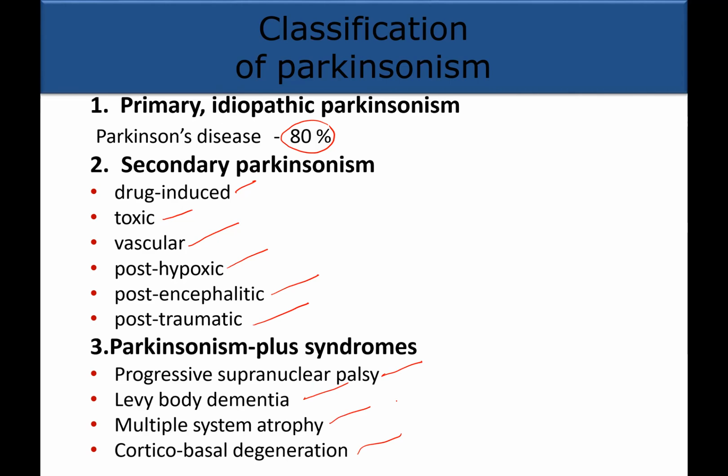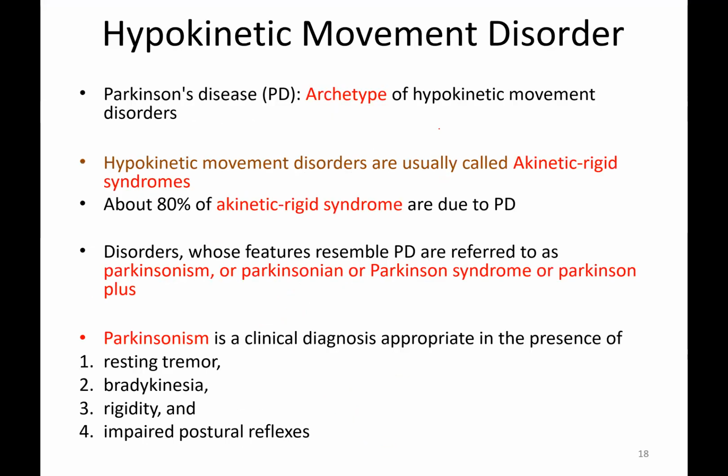Primary, idiopathic Parkinsonism. Secondary, it is called Parkinsonism. This primary one is called Parkinson's disease, and this is called Parkinson's syndrome because it is secondary to something else. PD is the primary, PS is Parkinsonism or Parkinson syndrome: drug-induced, toxic, vascular, post-hypoxic, post-encephalitic, post-traumatic, and other syndromes associated with Parkinsonism. Supranuclear palsy, Lewy body dementia, multiple system atrophy, and corticobasal degenerations.